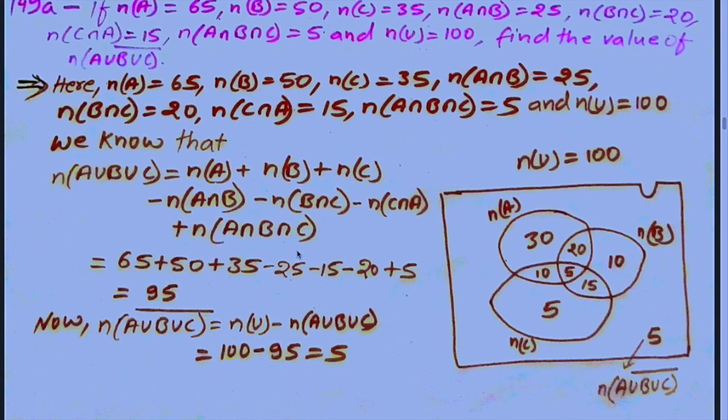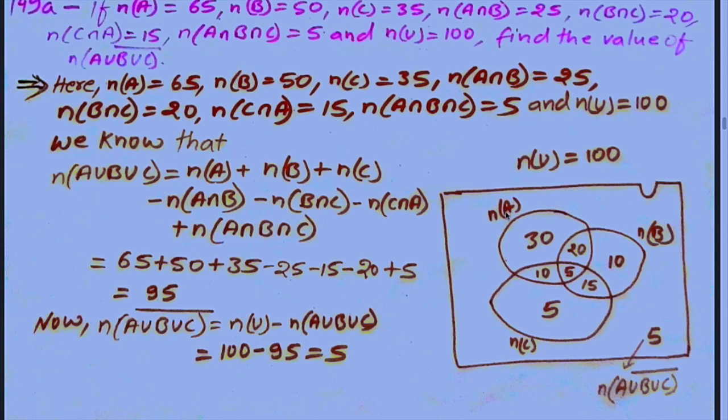Now, all these things are provided here in the Venn diagram. Here n(U) equals 100, the big rectangular box is the universal set. When A is set A, B is set B and C is set C: in set A there are 30, 20, 5, 10, and only A is 30. In B there are 10, 20, 5 and 15, but only B is 10. In C there are 5, 10, 5 and 15, but only C is 15.